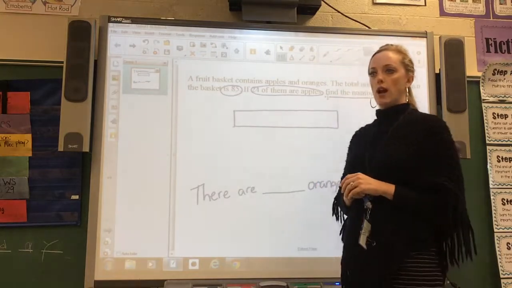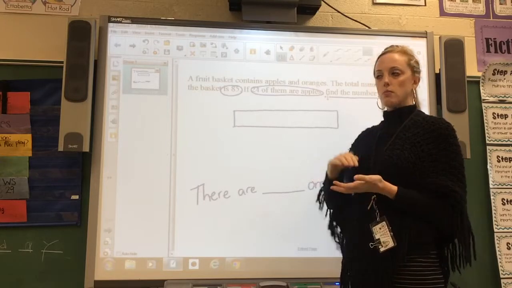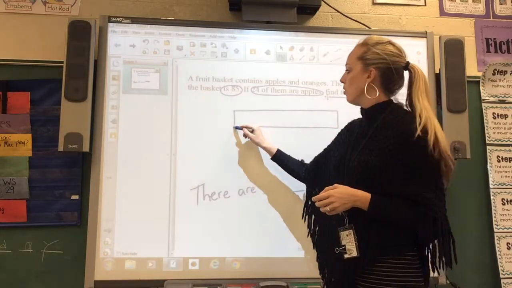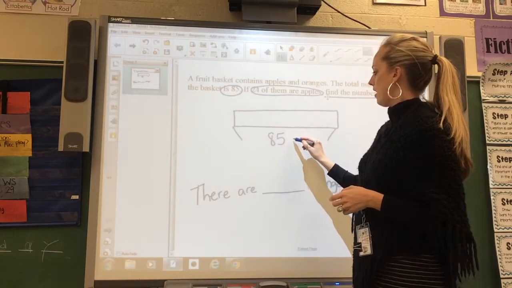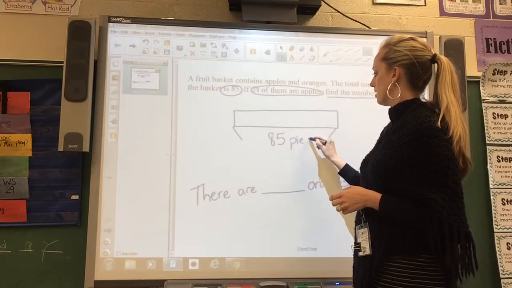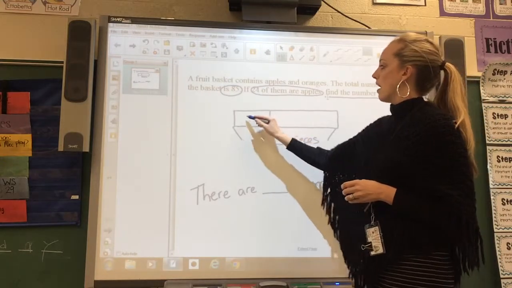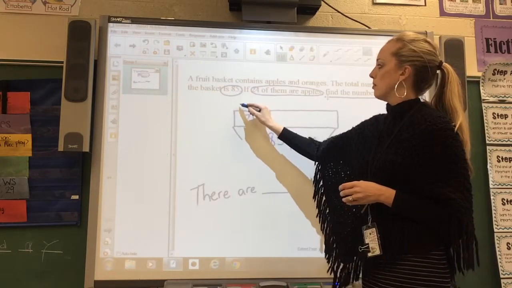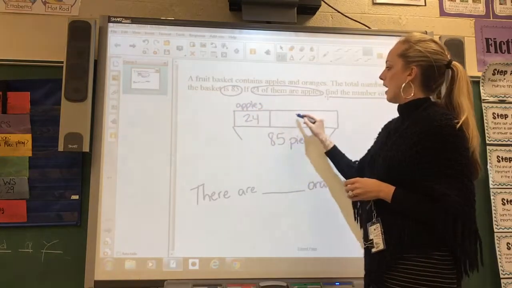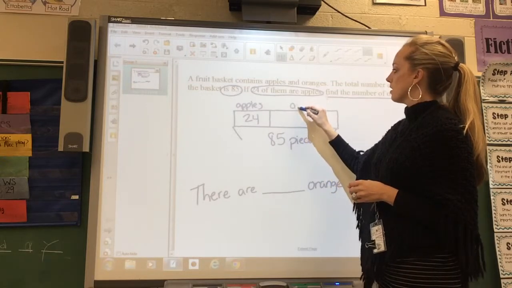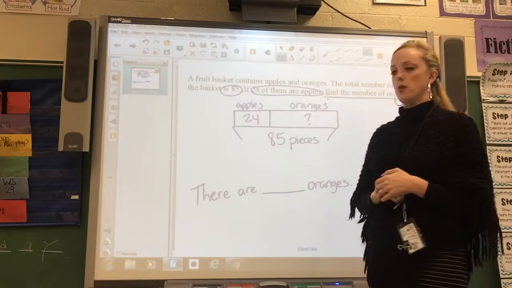So in the basket are 85 pieces of fruit all together. The number is not going to get higher, so that is my whole, which is always the biggest number, 85 pieces. Okay? We know that 24 of them are apples. Have them put the number inside the bar, and we'll label this apples. And this is the oranges, which we do not know, so we'll put a question mark there.